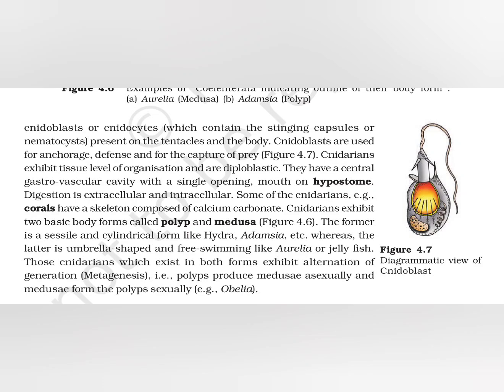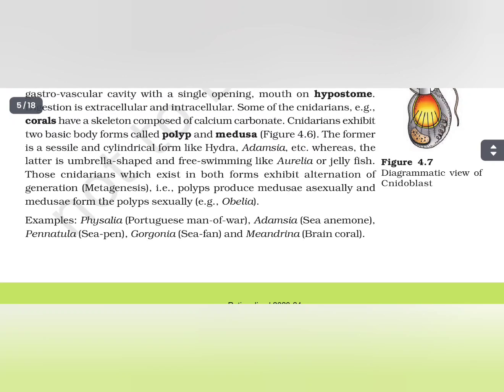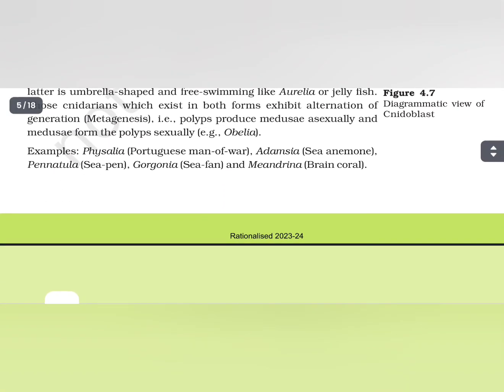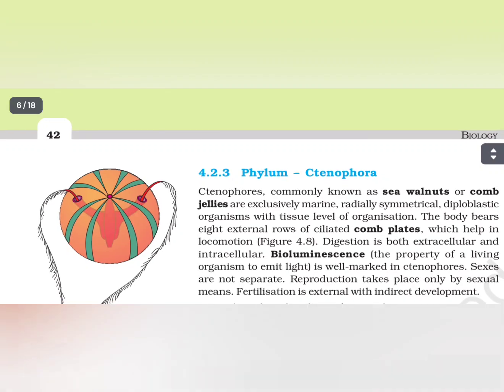Those cnidarians which exist in both forms exhibit alternation of generation, metagenesis, that is, polyps produce medusae asexually and medusae form the polyps sexually. Example, Obelia. Examples: Physalia, Portuguese man of war; Adamsia, sea anemone; Pennatula, sea pen; Gorgonia, sea fan; Meandrina, brain coral.